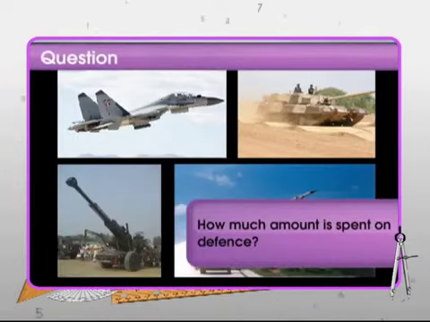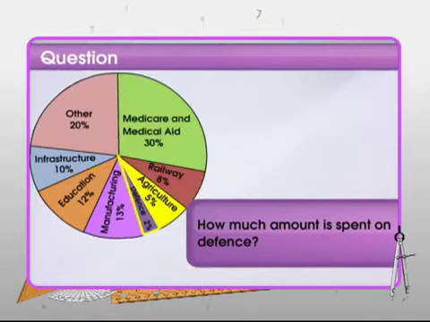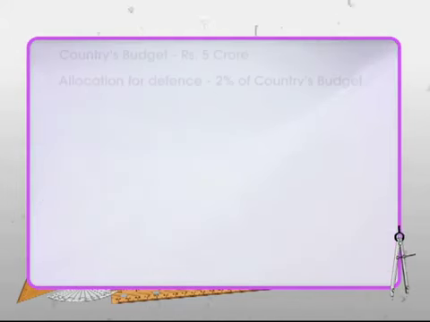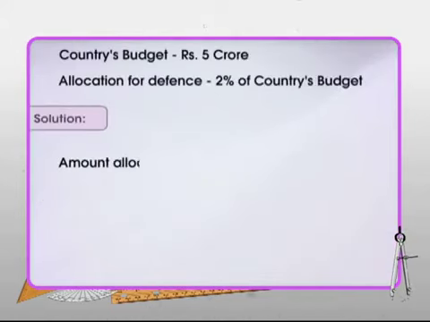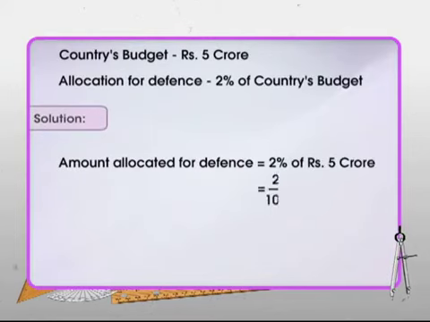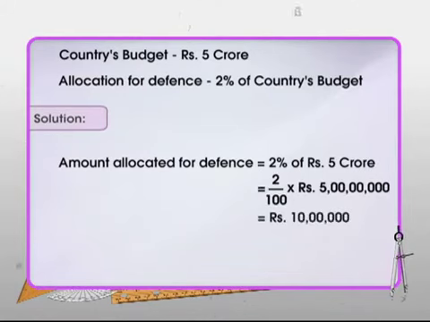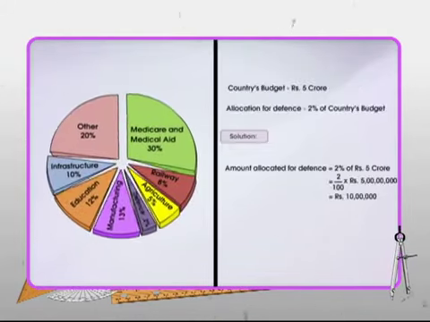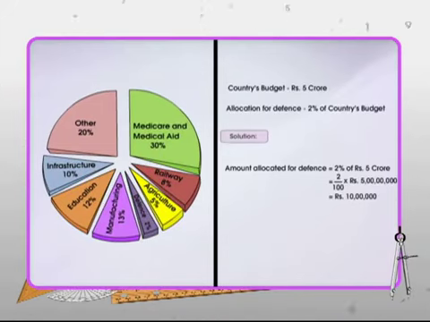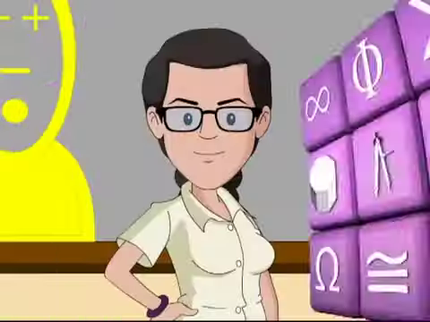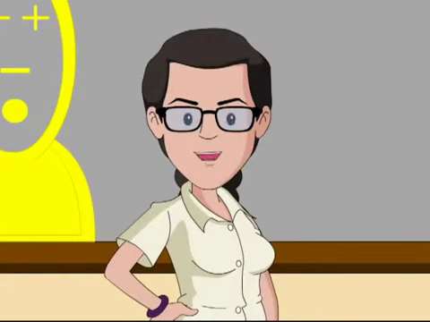What will be the amount spent on defense? The percentage allocation for defense is 2%. So, the required amount will be Rs 10 lakh. This is how each section of the pie chart can be interpreted. So that's how a pie chart helps you look at data and see things clearly.